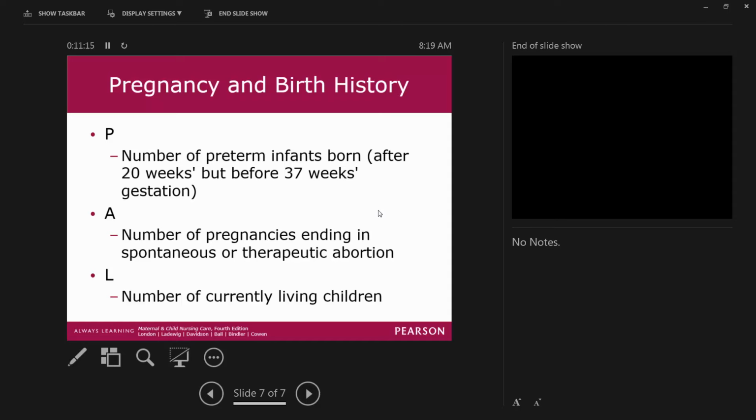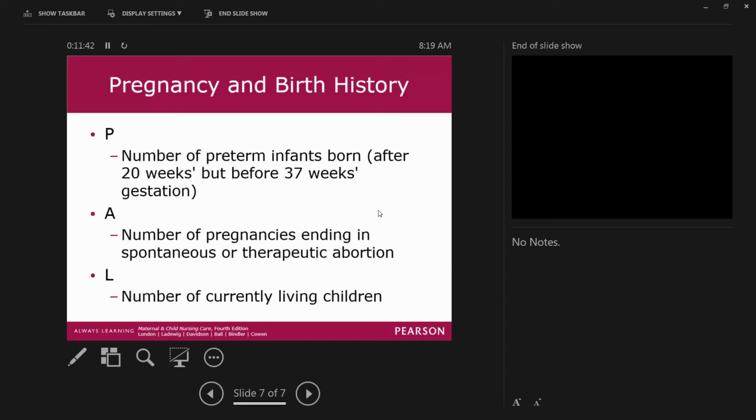But anyways, P stands for preterm, so any birth between 20 and 37 weeks. So our gal was a G4, so she was pregnant 4 times. She was a T2, so she had 2 term deliveries. And now she's a P1 because she delivered at 36 weeks, that third kid. Okay? So she's a G4, T2, P1 so far. Okay?